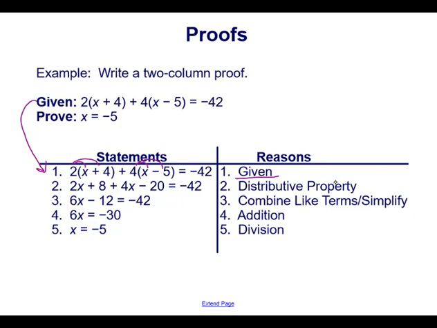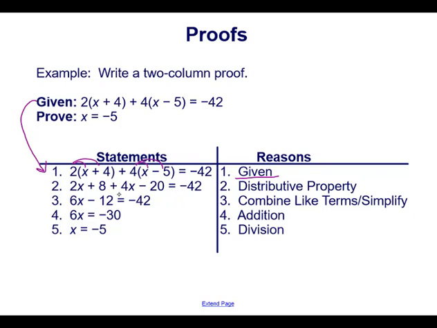After that, we would then combine like terms and simplify that left side of the equation. So 2x plus 4x gives us 6x, and 8 minus 20 gives us negative 12. And again, I'm writing the reason is combining like terms and simplifying.